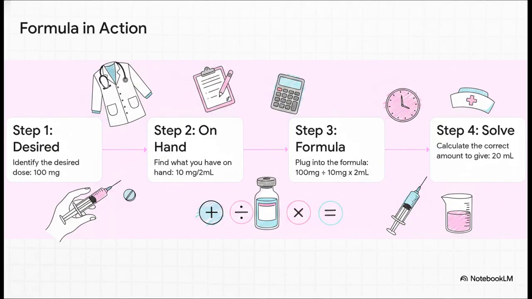Let's actually try one out. So the doc orders 100 milligrams. You look at the vial and it says you have 10 milligrams for every 2 milliliters. Simple enough, right? So we plug it in. 100 for desired, divided by the 10 you have on hand, and then multiply by the volume, which is 2 milliliters. Do the math, and bam, 20 milliliters. See? Not so scary when you take it one step at a time.